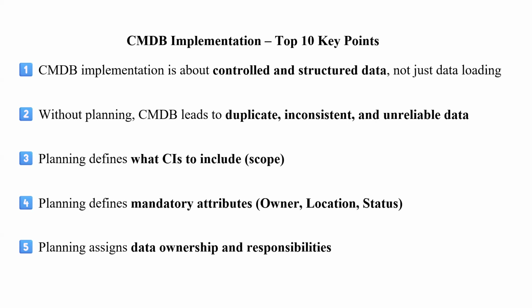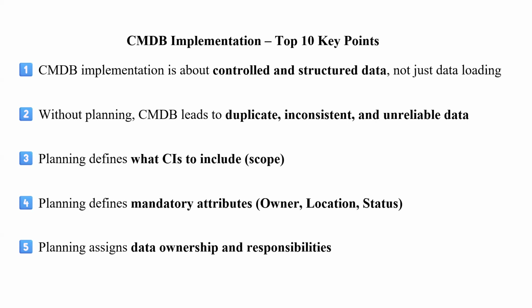Fourth one, define mandatory attributes. Each CI should have important fields that cannot be left empty. What are attributes? They are fields, nothing but owner, location, or status. For example, if a server has no owner, no one is responsible for fixing issues. If status is missing, we cannot tell whether it is active or retired. So mandatory fields ensure accountability and clarity.